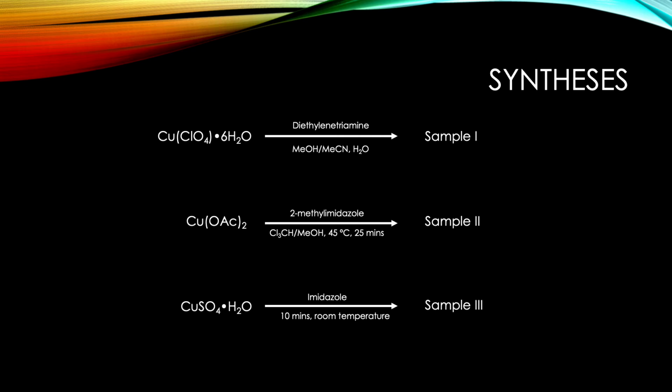So here are the syntheses for the three samples here. They were each synthesized using the corresponding copper II reagents on the left of the reaction arrow. Sample 1 utilized diethylene triamine in the condition shown below the reaction arrow. Sample 2 utilized 2-methyl-imidazole as well as the condition shown below. And finally, sample 3 used imidazole and simply the reaction condition shown below.